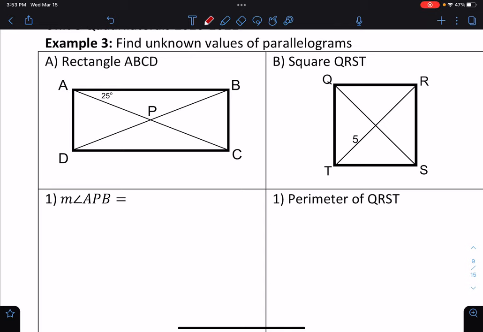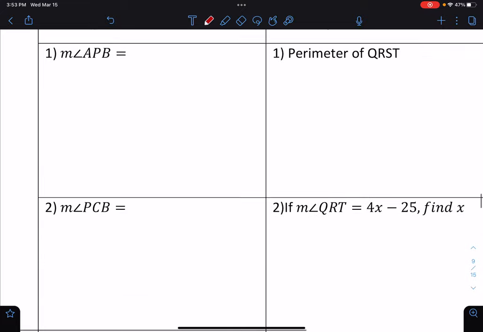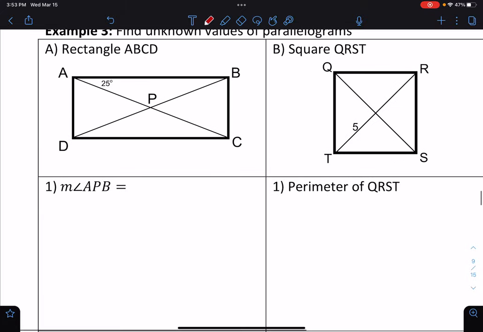Let's be looking at this rectangle ABCD, and let's solve 1, 2, and 3 here, okay? So in number 1, notice what's given to us. We're starting out by knowing that the measure of angle BAP is 25 degrees. But let's apply what we know about rectangles.